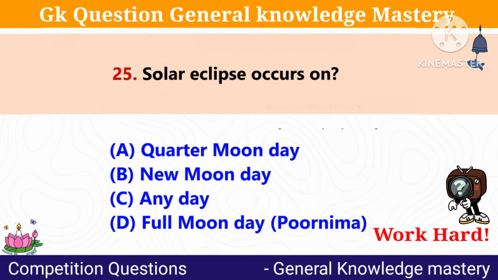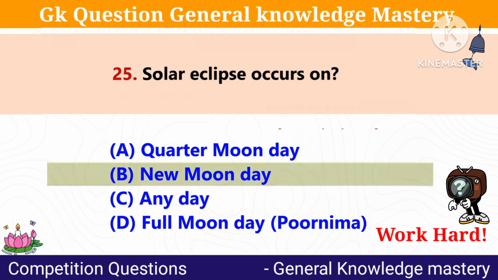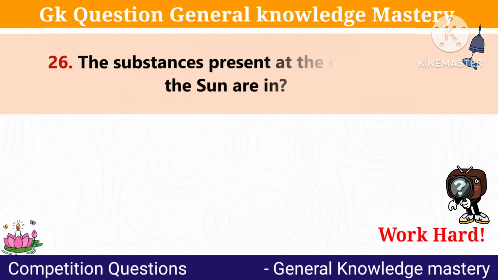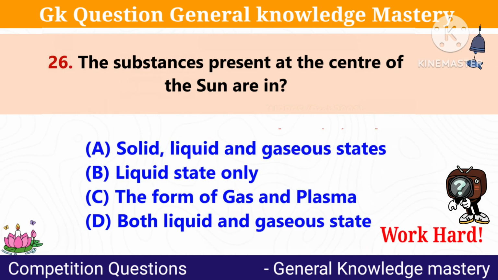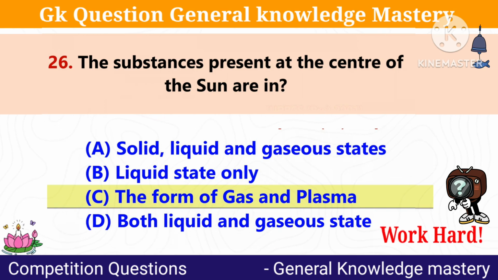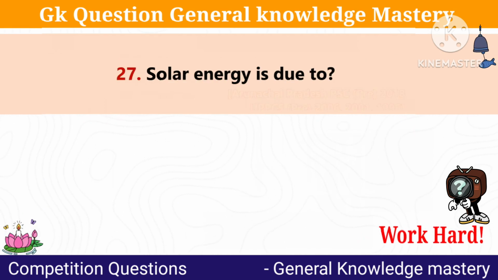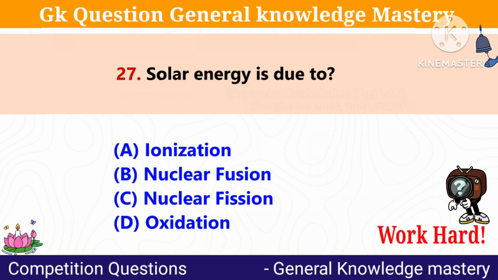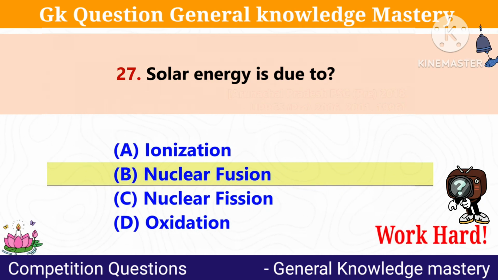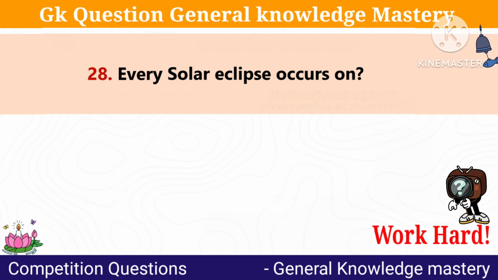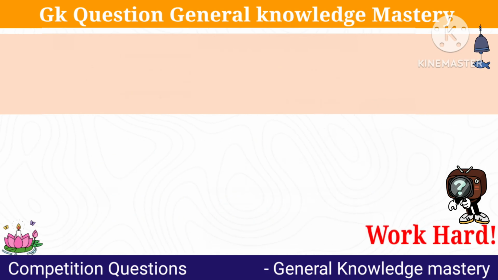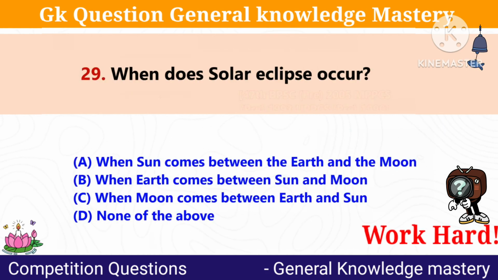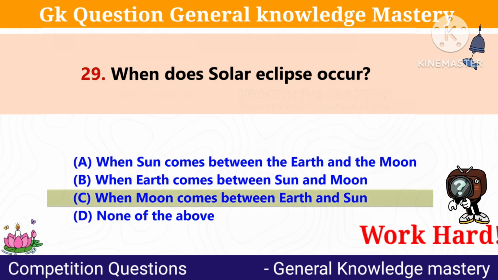Solar eclipse occurs due to? Answer: new moon day. The substance present at the center of the Sun is in? Answer: the form of gas and plasma. Solar energy is due to? Answer: nuclear fission. Every solar eclipse occurs on? Answer: Amavasya only. When does the solar eclipse occur? When the Moon comes between the Earth and Sun.